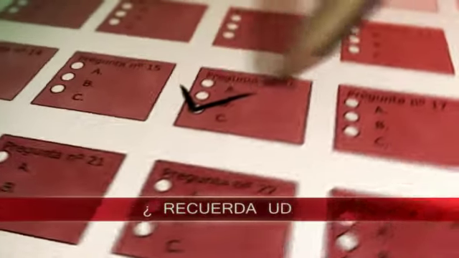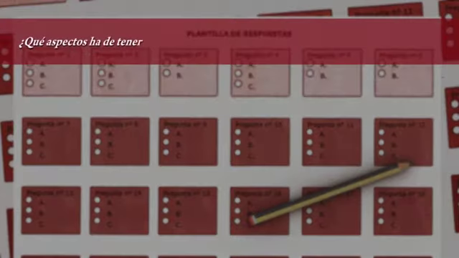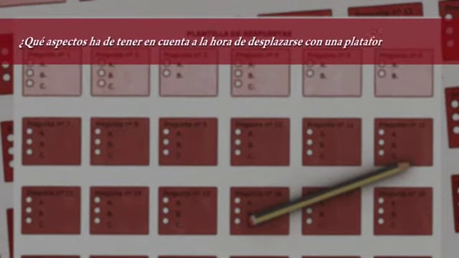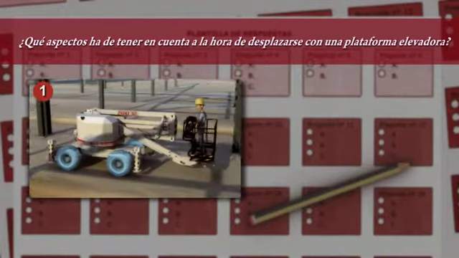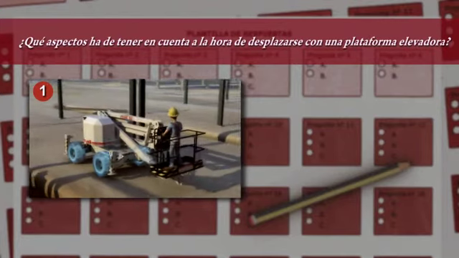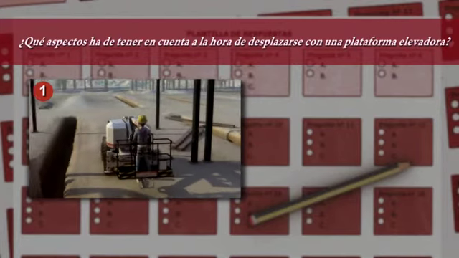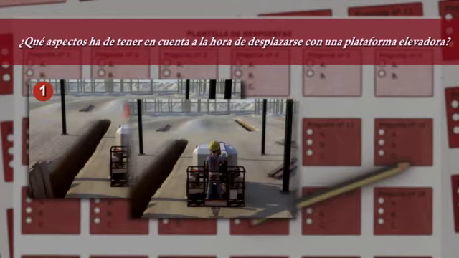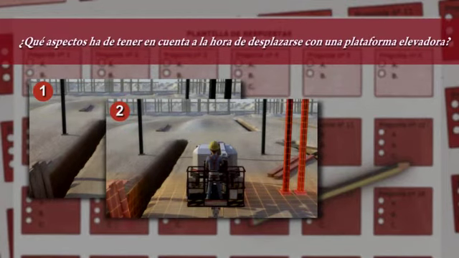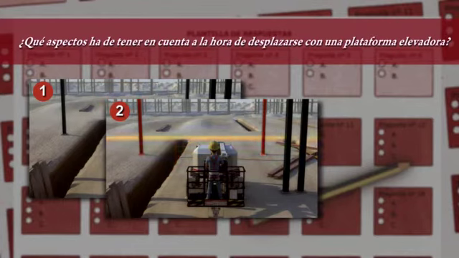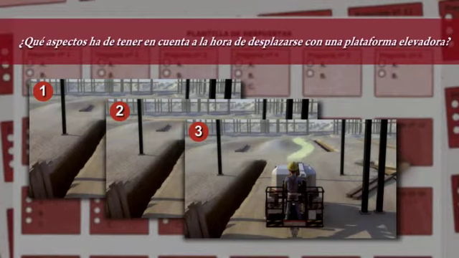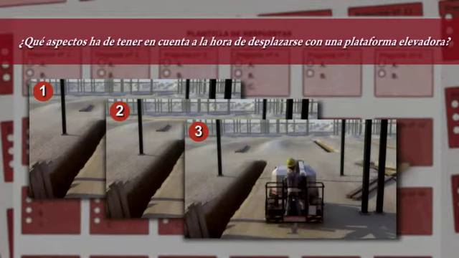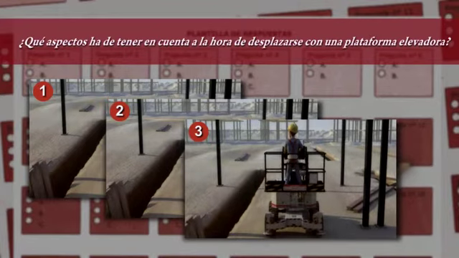Do you remember? What aspects must be taken into account when it comes to moving with an access platform? Make sure that the features of the platform allow it to be transported on the ground. Before transporting, working on ramps as well as on ditches, slopes or obstacles that may be a danger should be avoided. Make sure of the direction in which we are going to move the machine with the aim of not running anybody over, and check that the ground we are moving over is in good condition.